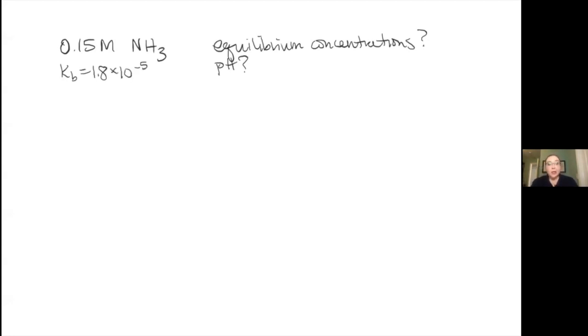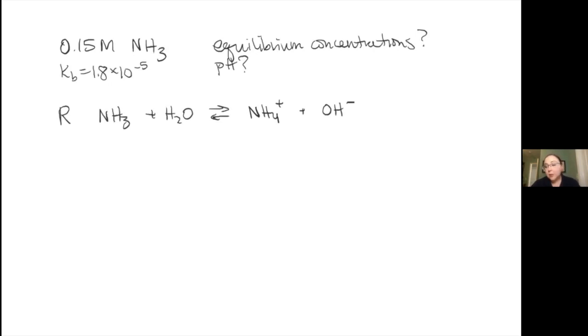Now, what we're going to do is the same thing we did with our weak acid. We're going to say this is a weak base. What does it do? It reacts with water and forms the conjugate acid and OH minus. That's the Kb reaction. So I'm going to write that reaction out. NH3 plus water. Because it's a base, it's going to be accepting a proton. So we get NH4 plus and OH minus.